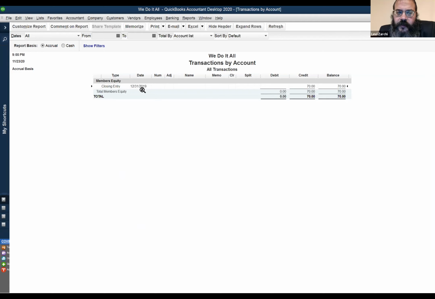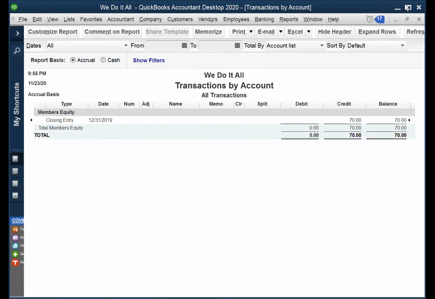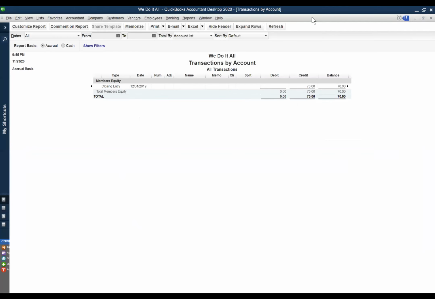And what are the dates that are showing up over there? Closing entry is December 31st, 2019. Everything else is in November of 2020. It doesn't even belong to members equity.